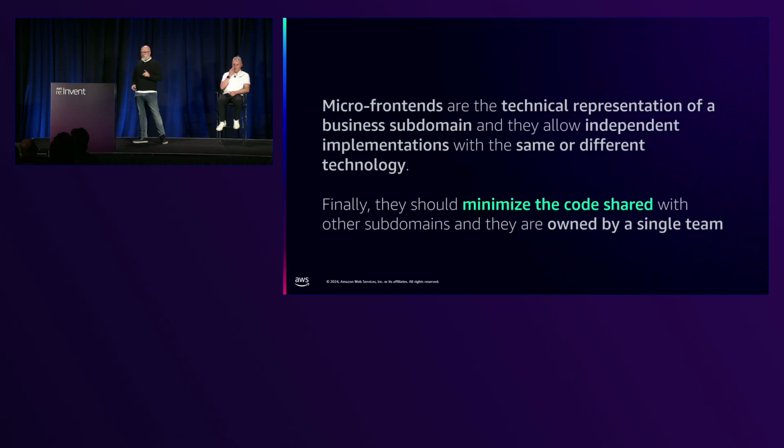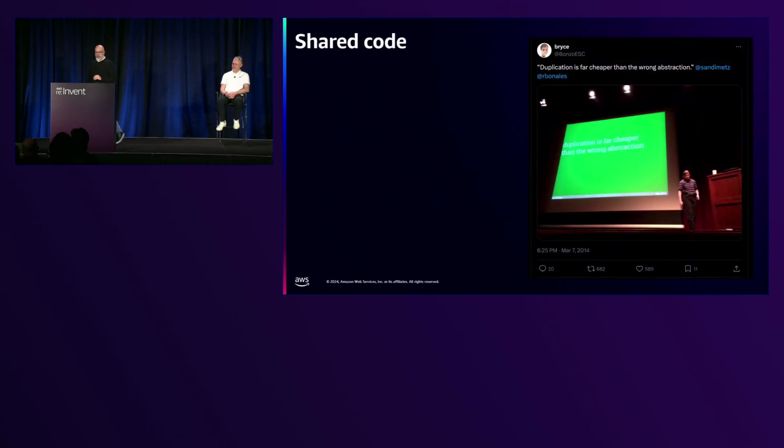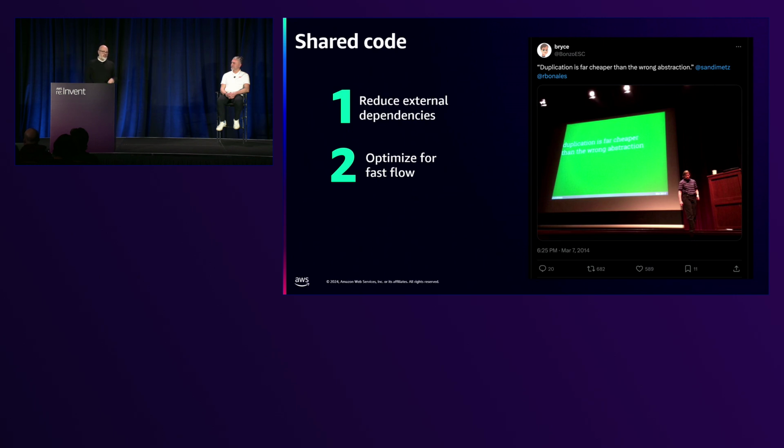The other thing that we need to think about is minimizing the code share. When I proposed this idea in the front-end community, it was very difficult to get the buy-in from there. But the reality is, when you share code, you risk having nasty abstractions. Therefore, what you really want is to reduce the external dependencies. That is your main goal when you do a distributed system. You want to optimize your team for fast flow, and you want to embrace a lean mindset.